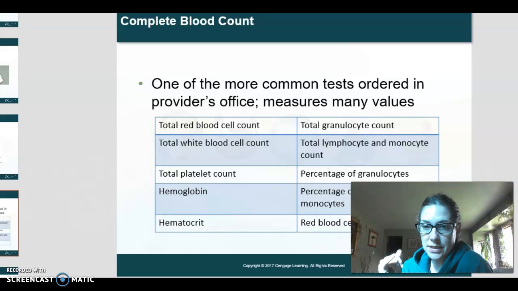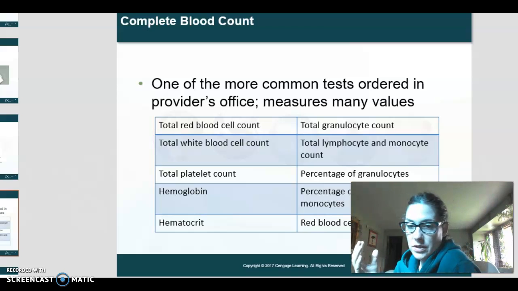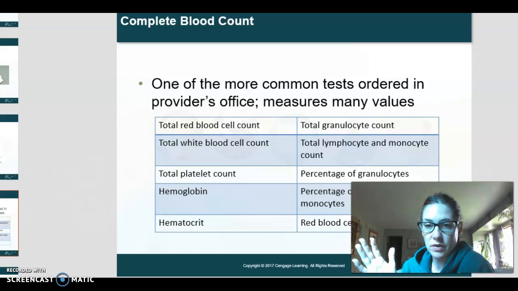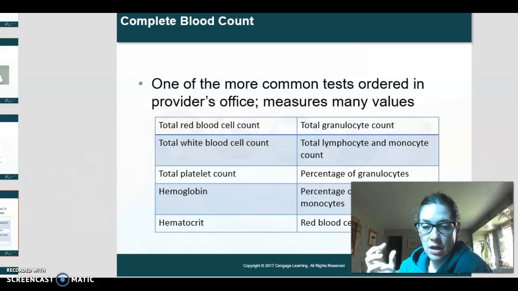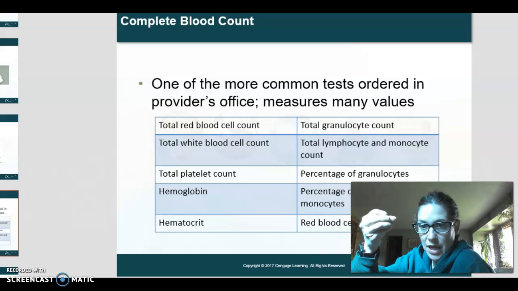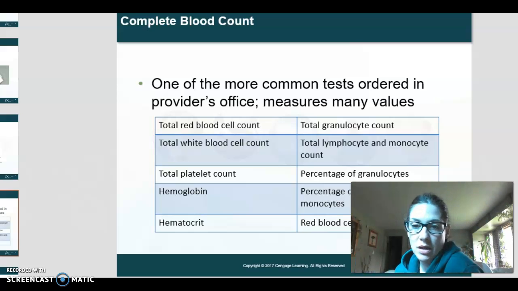Okay, well, your red blood cell count, if you have an overabundance of them, you could have all kinds of diseases. You could have hemochromatosis. There could be all different types of issues with wacky RBC counts. Sometimes they actually look at the morphology of the red blood cells. So if the red blood cells are not biconcave, that could be a problem.